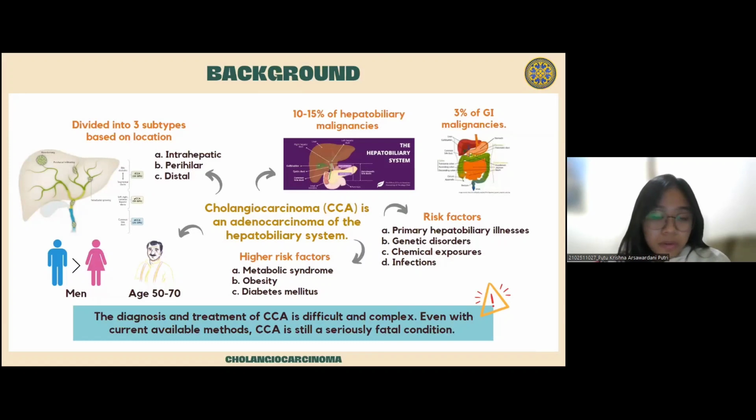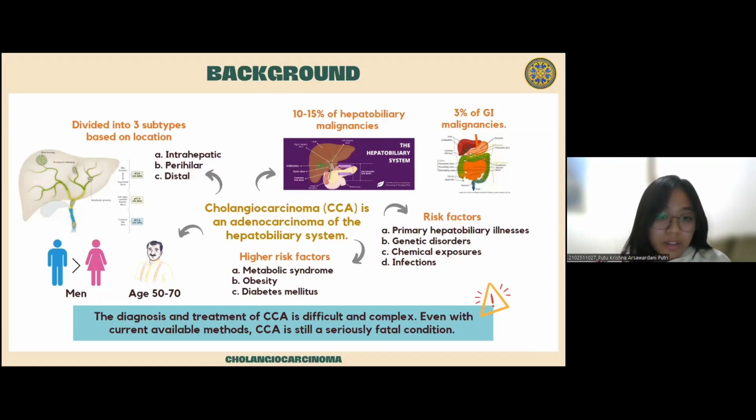So, cholangiocarcinoma, or CCA, is an adenocarcinoma of the hepatobiliary system. It can be divided into three subtypes based on location: intrahepatic, perihilar, and distal. CCA develops from the malignant growth of the bile duct epithelial lining and is distributed throughout the biliary system. CCA accounts for 10 to 15% of hepatobiliary malignancies and is the second most frequent primary liver tumor. It accounts for about 3% of gastrointestinal malignancies.